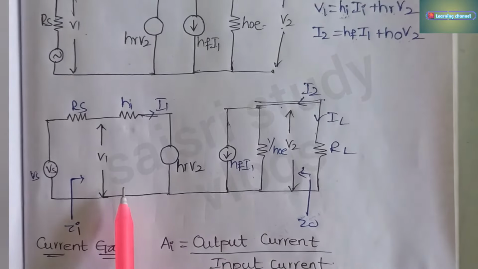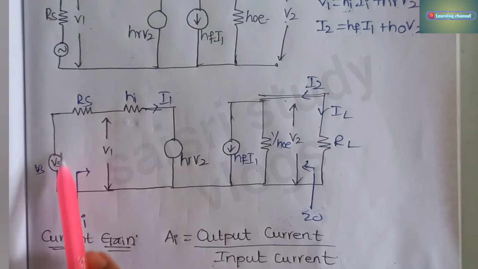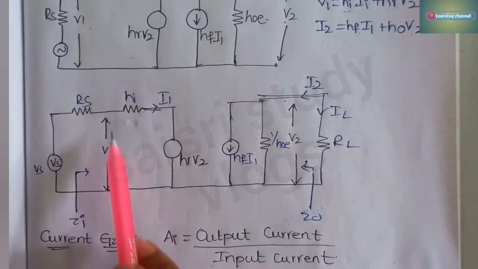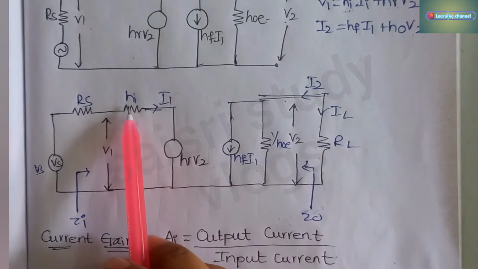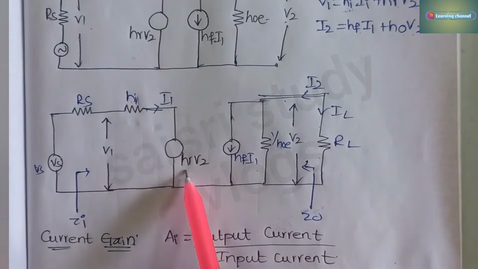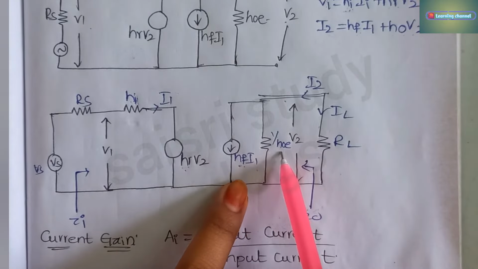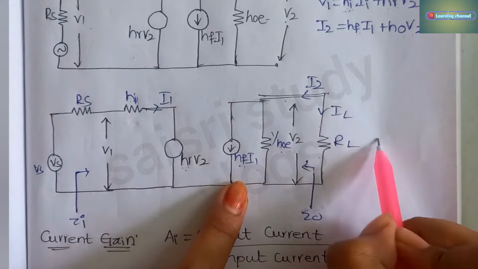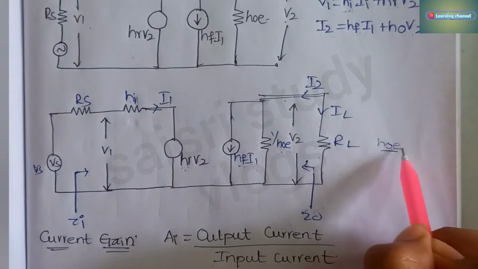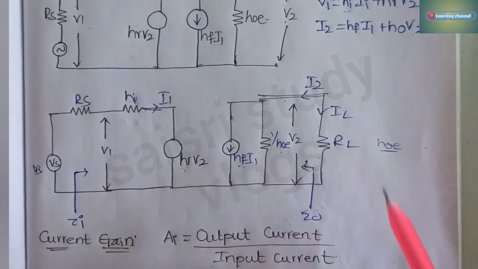So here we have a voltage source and its resistance, which is in series with the voltage, and V1, V2 are the two voltages. HI is the input impedance, HR is reverse voltage gain, HF is forward current gain, and 1 by HOE is output impedance. HOE itself is output admittance. If we write the inverse of it, then it will become output impedance.